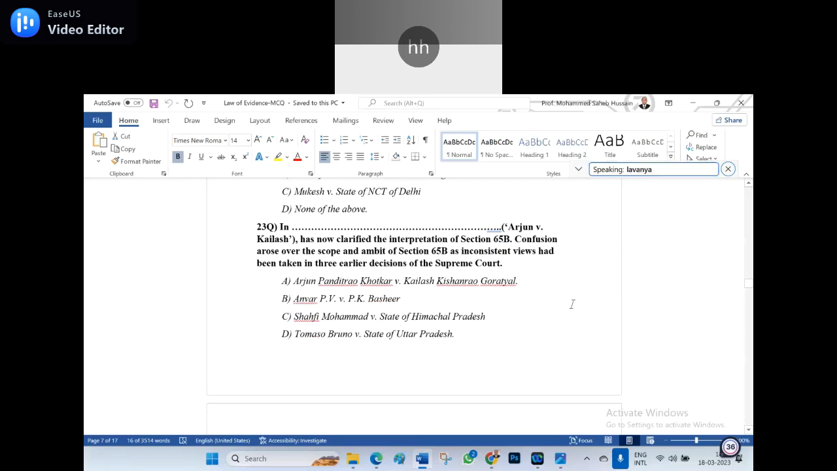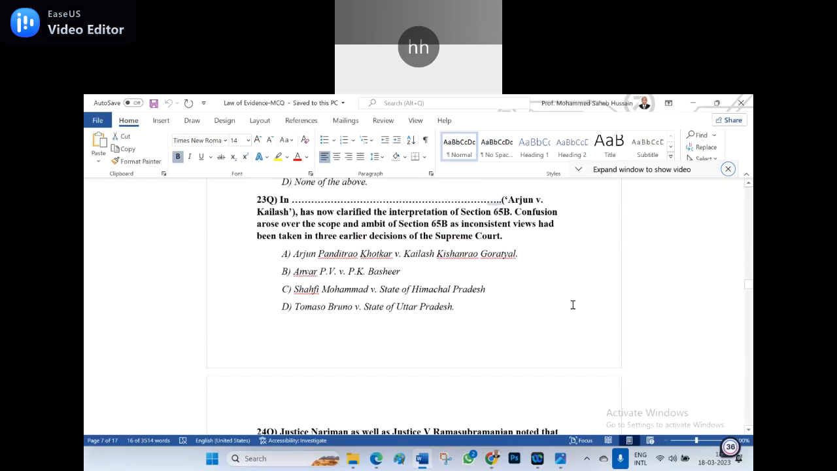This Arjun Pandit Rao Kotkar versus Kailash Krishna Rao Gortial. In this case law, there is no confusion at all about 65B, and there would be no inconsistency, because some inconsistency we found in Anwar versus PK Bashir, Shafi Muhammad versus State of Himachal Pradesh, and Tommaso Bruno versus State of Uttar Pradesh. The three case laws also deal with 65B, but the confusion was removed by the Supreme Court in the Arjun versus Kailash case law. So these are the earlier three cases.